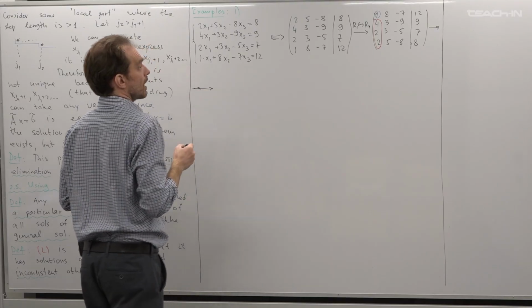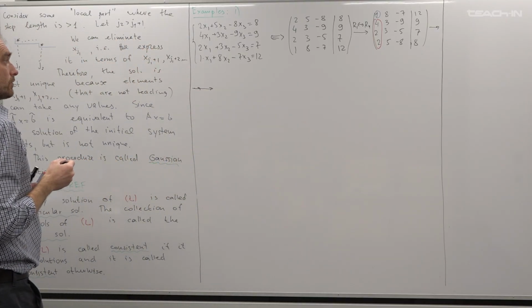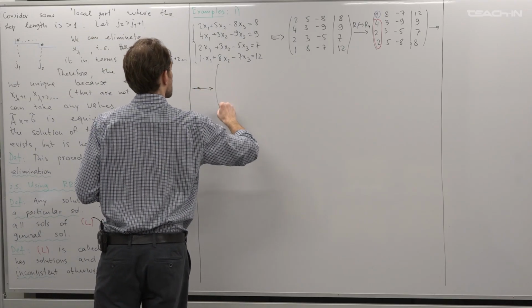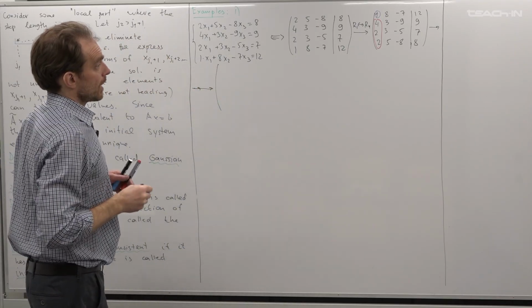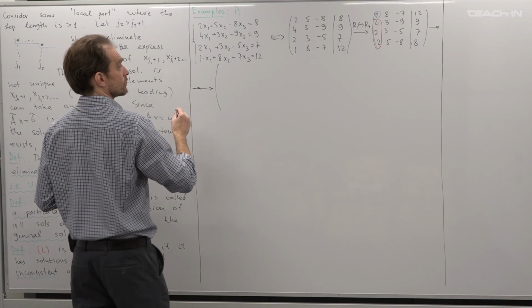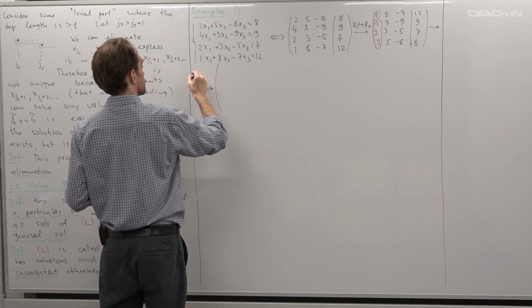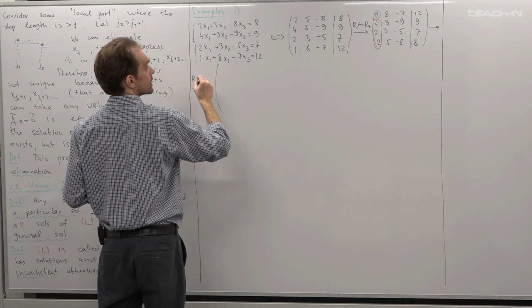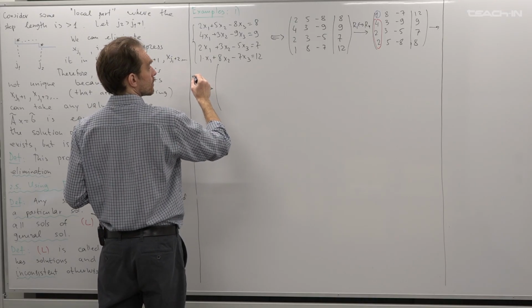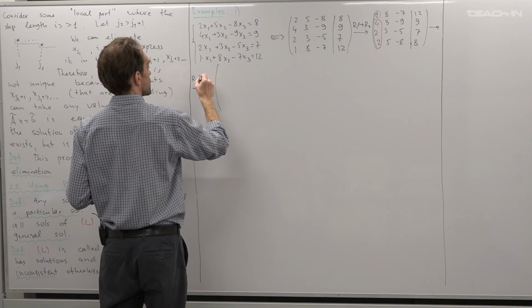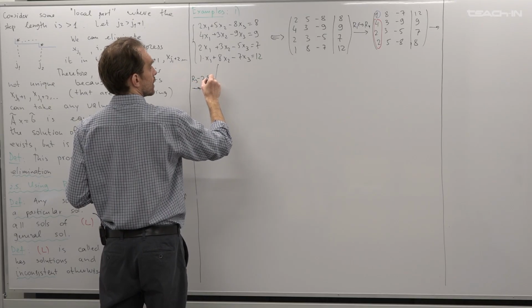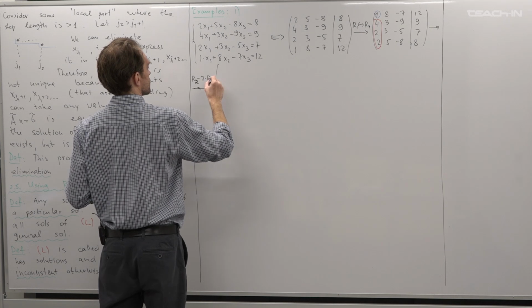So I will apply several elementary row operations at once. First of all, I will subtract from the second row the third row multiplied by 2. So our row 3 minus 2 times row 2 minus 2 times row 3.